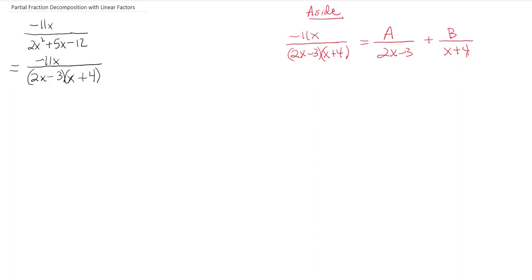Now we do a little bit of algebra. Multiply both sides by the common denominator, and we get negative 11x is now equal to a times x plus 4 plus b times 2x minus 3. Let's call this equation triple star.